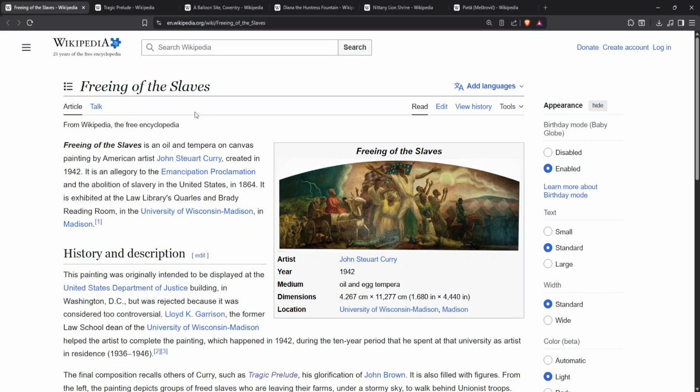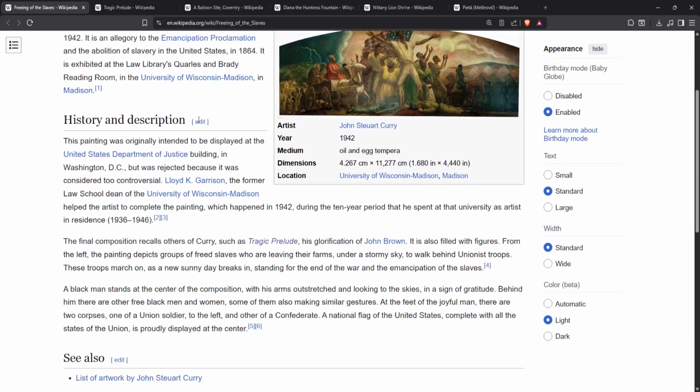Today we have three paintings and three sculptures. First up is Freeing of the Slaves. It is an oil and tempera on canvas painting by American artist John Steuart Curry, created in 1942. It is an allegory of the Emancipation Proclamation and the abolition of slavery in the United States. It's exhibited at the Library's Quarry and the Brady Reading Room at the University of Wisconsin-Madison in Madison.